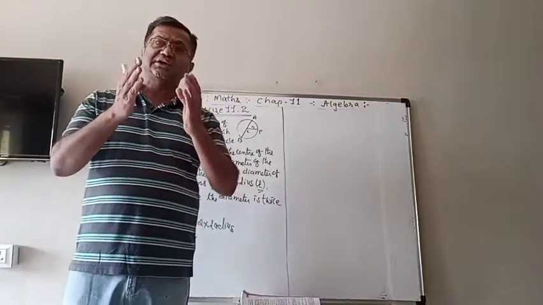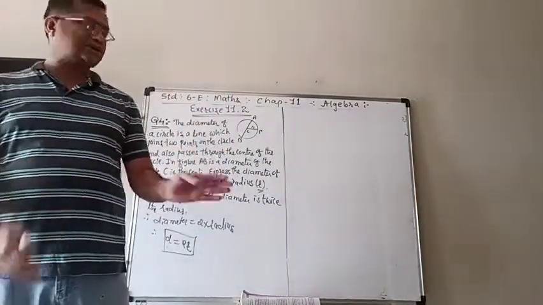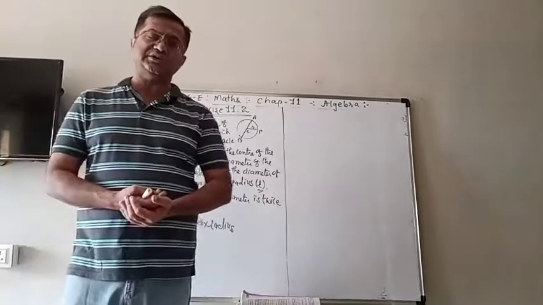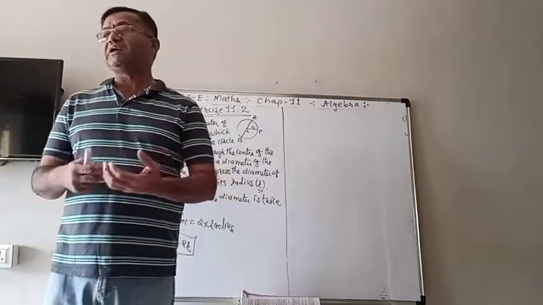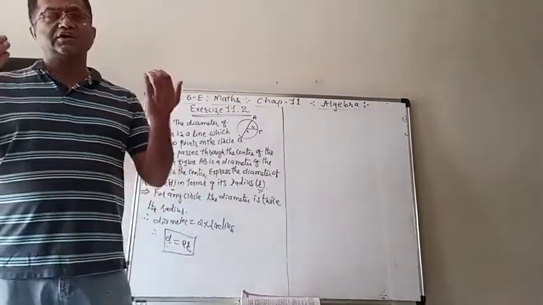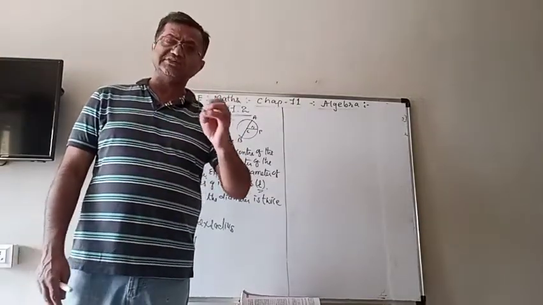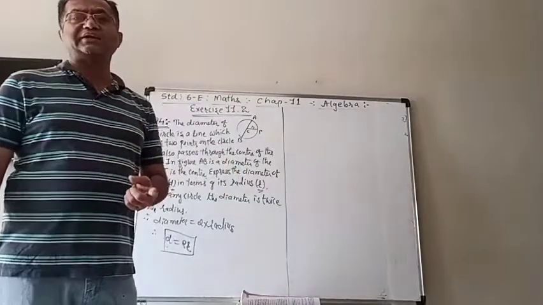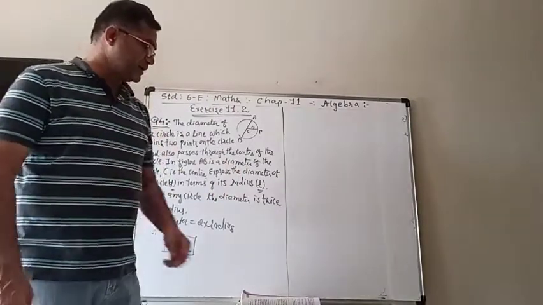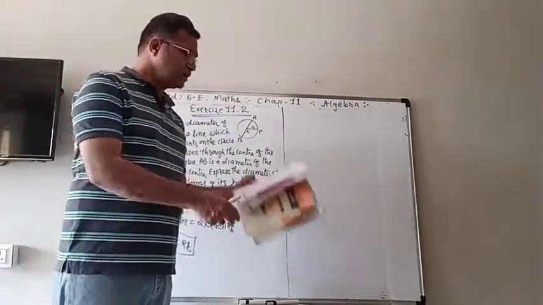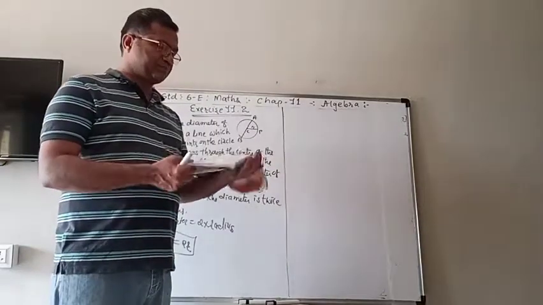If the radius is 10 centimeter, diameter is 2 times 10, that is 20 centimeter. And similarly, whatever is there, you just have to multiply the radius by 2, then we will get the value of the diameter. Now the last question.